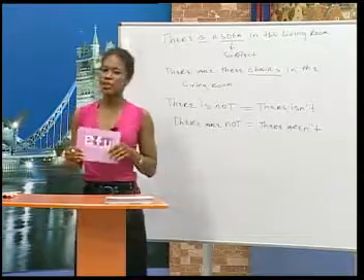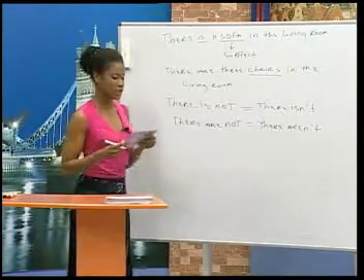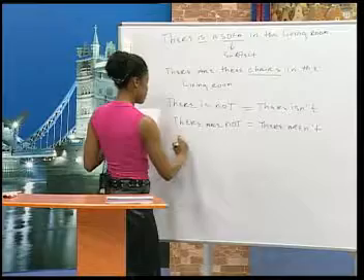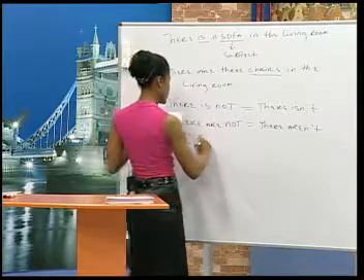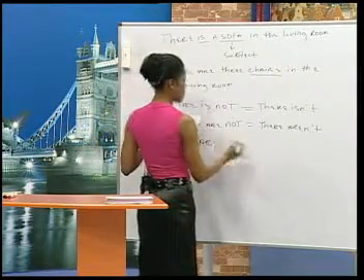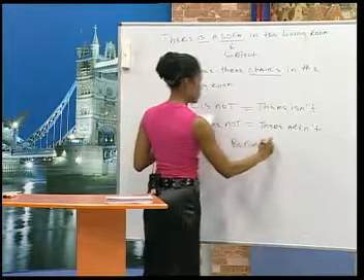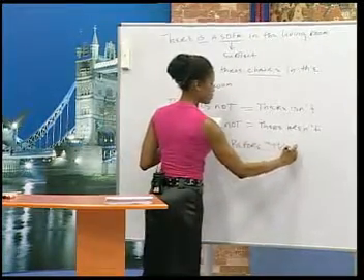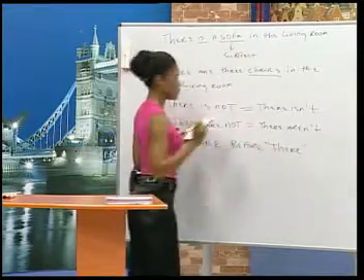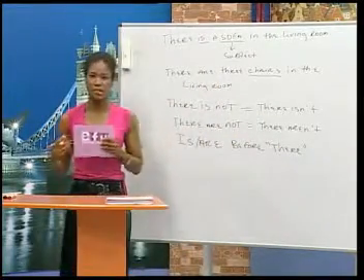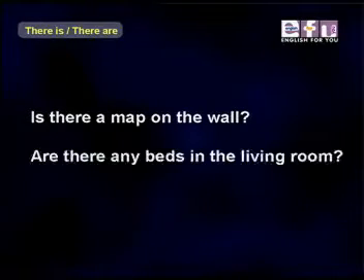In the yes-no question form, is or are comes before there. Take a look at your screen for an example. Is there a map on the wall? Or, are there any beds in the living room?